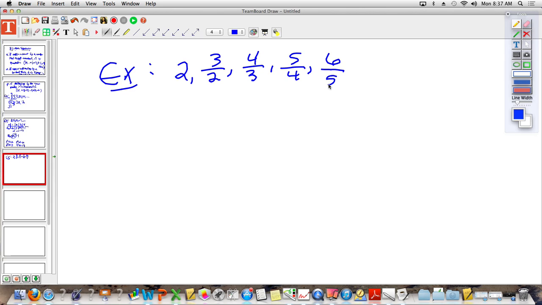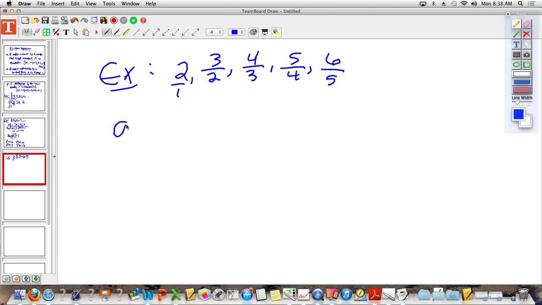So the only number that looks slightly strange in this pattern is the 2. Why does the 2 look kind of strange? It's over 1. Can we make it over 1? Yeah, make it over 1. That might make it look make sense, make this a little bit nicer.